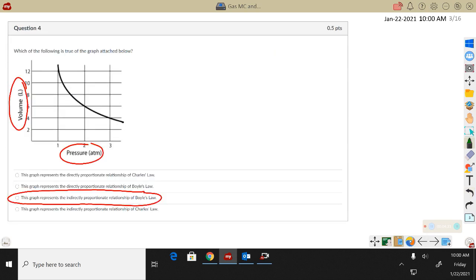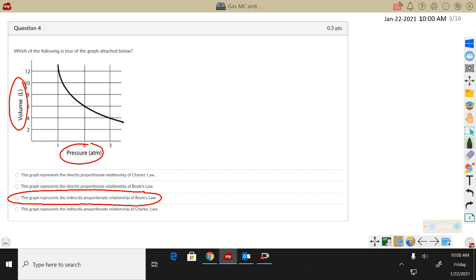4 is easy, right? It's Boyle's law. Boyle's law looks at the relationship between volume and pressure. It's inversely proportional. If I have my highest pressures, I should see my lowest volumes.